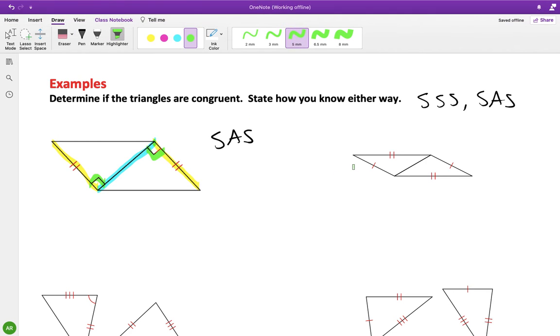Okay, next one we're going to look at here. Okay, so we have a denoted side. We have another side here because it's marked. And then once again, we have a shared side, right? So all the sides are the same. So in this case, this would be a side, side, side.